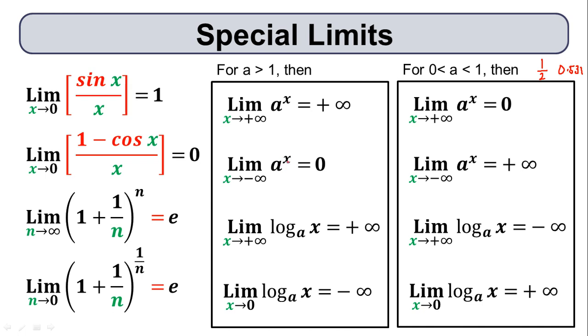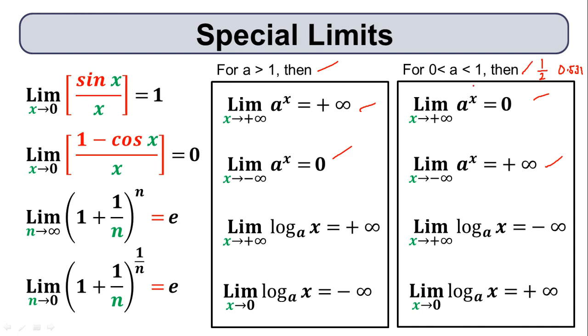Ganun dito sa mga susunod na limits. Yung limit of a to the x as x approaches negative infinity para sa mga values of a greater than 1, equal yan sa 0. And then the limit of a to the x as x approaches negative infinity pagka in between 0 and 1, nagiging positive infinity yan. So, kailangan pakitandaan nyo lang itong mga ito. No?